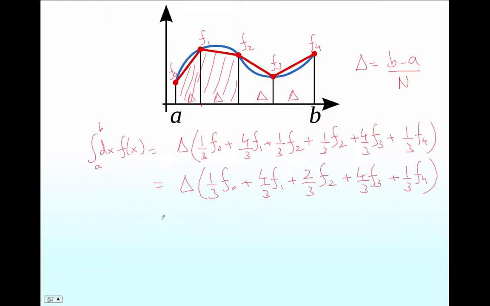Now I think the pattern should be very clear. If I have, let's say, n divisions, n partitions, the first will have weight 1/3, the second will have weight 4/3, then 2/3, 4/3, 2/3, and we'll keep going until we get 4/3 and then finally 1/3 again. These things, 1/3, 4/3, etc., are called weights.